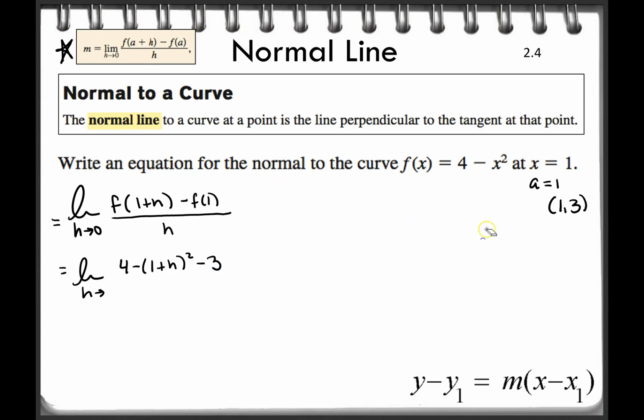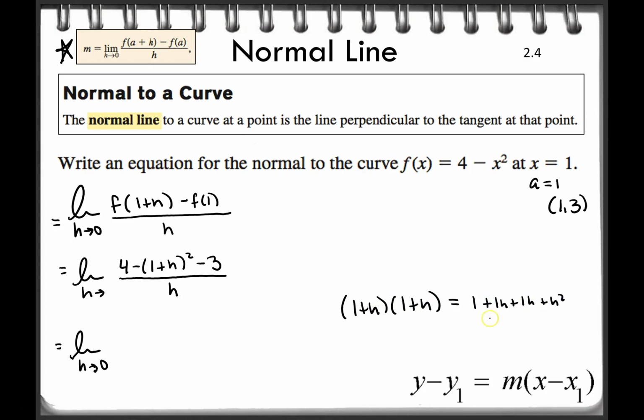All right, next thing we're going to do is divide by h. And I'm going to now do FOIL with 1 plus h squared. So 1 plus h times 1 plus h. And so first, outer, inner, last gives me 1 plus 1h plus 1h plus h squared, which is 1 plus 2h plus h squared. So I'm going to have 4 minus parentheses 1 plus 2h plus h squared, and then minus 3 all over h.